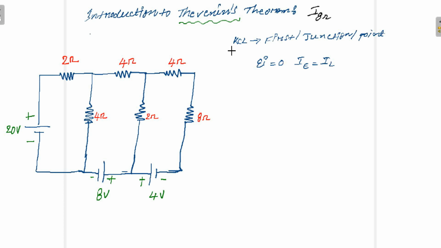While solving KCL, we come across one point, that is a node. In general, a node is nothing but a connecting point between two or more elements.